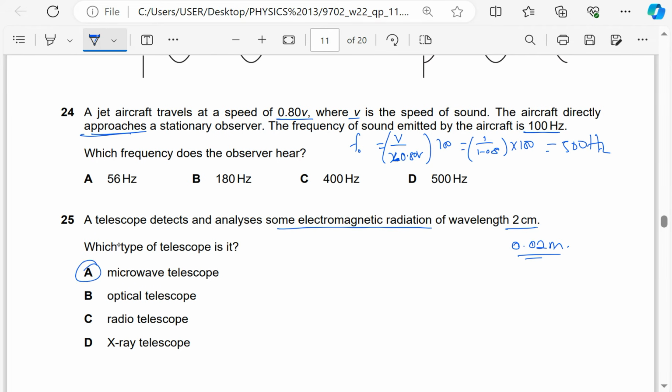Automatically, this is microwaves, because for radio waves, remember the mnemonic, Rumenera's mother is visiting Uncle Xavier's garden. Radio waves start from 10 to the power of 4 to around 0.1. Then followed by microwaves. Infrared is around 10 to the power of minus 5, so this can't be infrared. Visible is 10 to the power of minus 7, so it can't be visible. So the answer is going to be A.